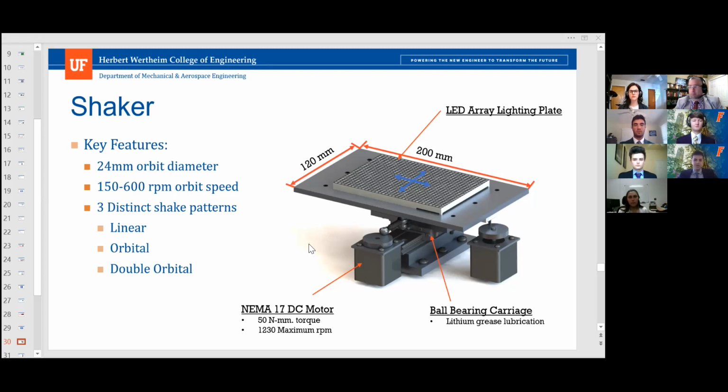To further ensure this smooth motion, ball joints and a ball bearing track are also used for the motor attachments to the carriages, which provide the motion of the shakers. It's not shown in this image, you'll see in the next slide, but there are 2 separate attachments to mount both well plates and conical tubes to the shaker in a position that allows for OD and FI measurements with the lighting plate that's mounted directly to the top of the shaker, which would be underneath the well plates and conical tubes. The shakers are capable of 3 distinct patterns: linear, orbital, and double orbital, with a 24 millimeter orbit diameter and 150 to 600 RPM orbit speed, which falls in the range of other typical commercial shaker systems. Next slide, please.